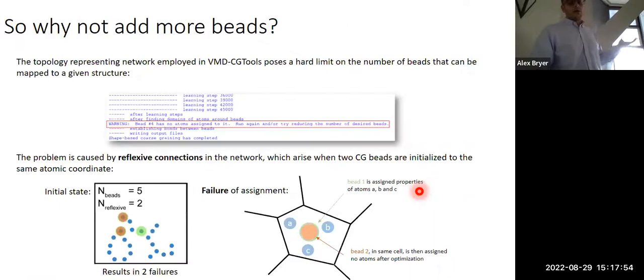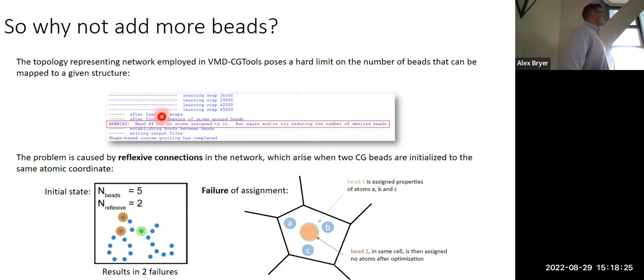So why not simply add more beads? Well, in the original implementation of CG tools, or the shape-based coarse grain builder in CG Builder and VMD, there's a hard limit on the granularity that you can obtain with this method. So this is just a snapshot of what you see as a user if you're using the original implementation. Anything beyond 40 to 50 atoms per bead granularity, the tool cannot converge.